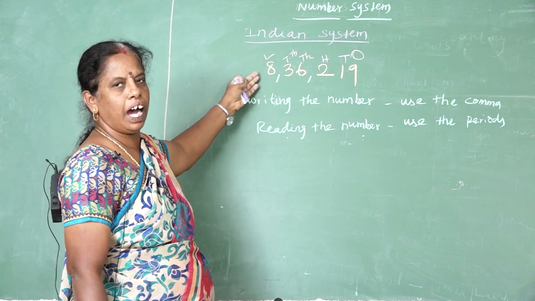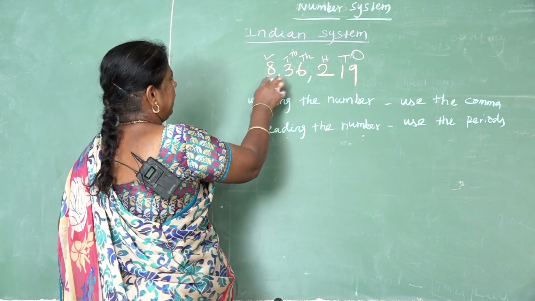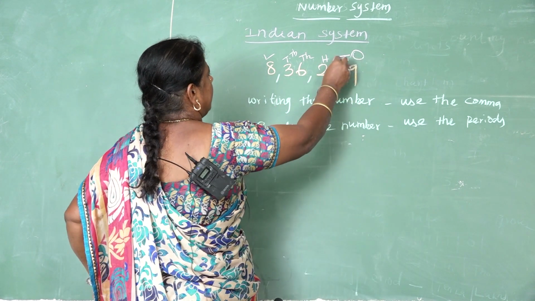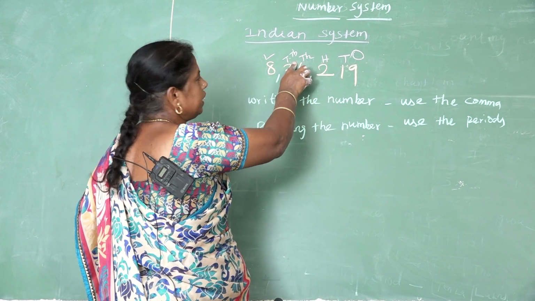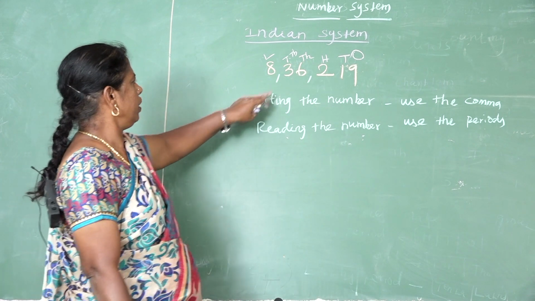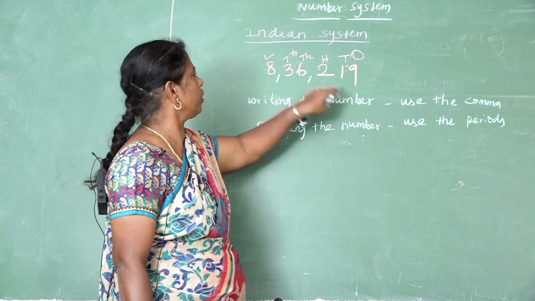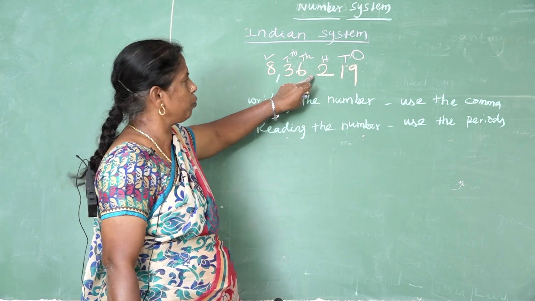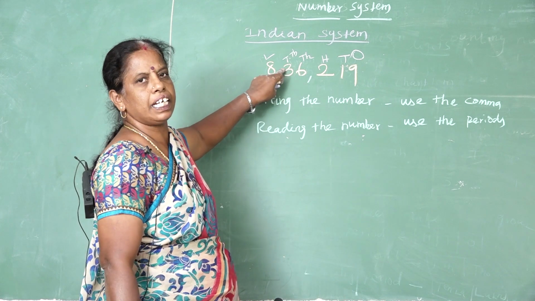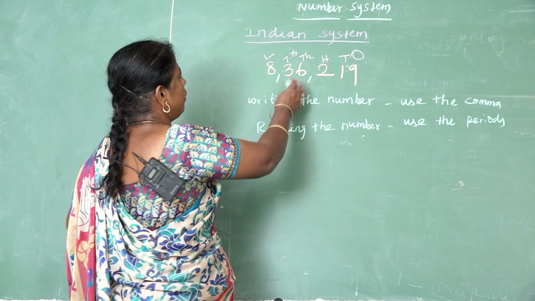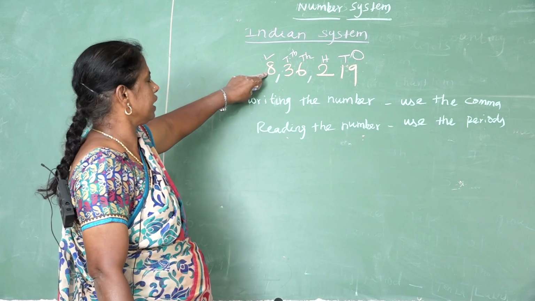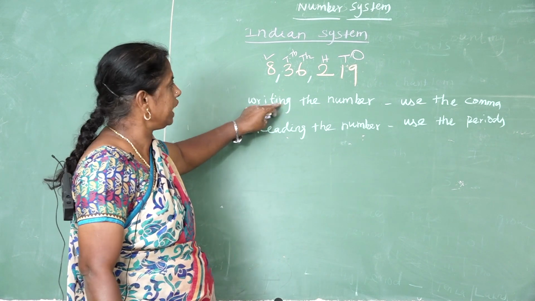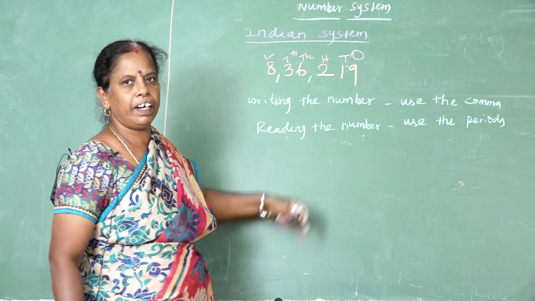For Indian system, I give some number. Come on, 8, 3, 6, 2, 1, 9. First, you write the place value. Ones, tens, hundred, thousand, 10,000, lakhs. So before, if you are writing the number, first you use the commas. So, ones, tens, hundred makes ones period. So, you put the comma. Next, 1000 and 10,000, it makes 1000 period. So, before that, you put another comma. Next, it is lakhs. By memory this concept, writing the number, use the comma, reading the number, use the periods.